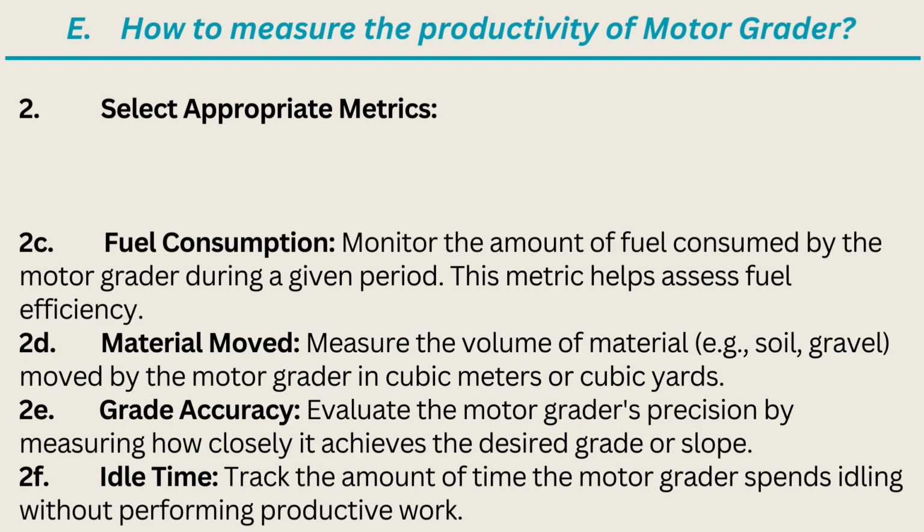2C. Fuel consumption. Monitor the amount of fuel consumed by the motor grader during a given period. This metric helps assess fuel efficiency. 2D. Material moved. Measure the volume of material, for example soil or gravel, moved by the motor grader in cubic meters or cubic yards. 2E. Grade accuracy. Evaluate the motor grader's precision by measuring how closely it achieves the desired grade or slope. 2F. Idle time. Track the amount of time the motor grader spends idling without performing productive work.